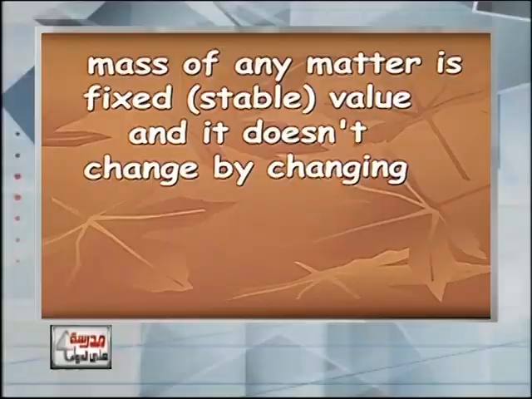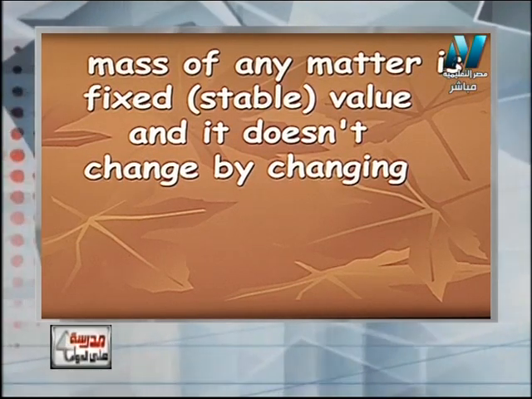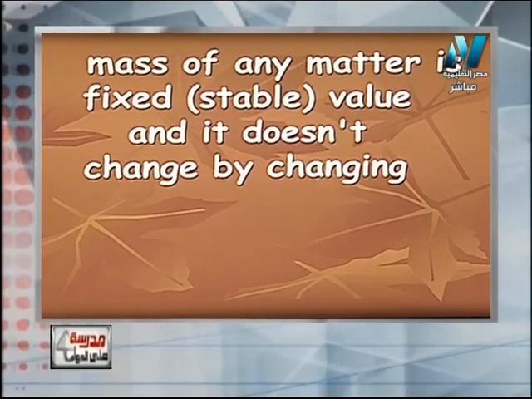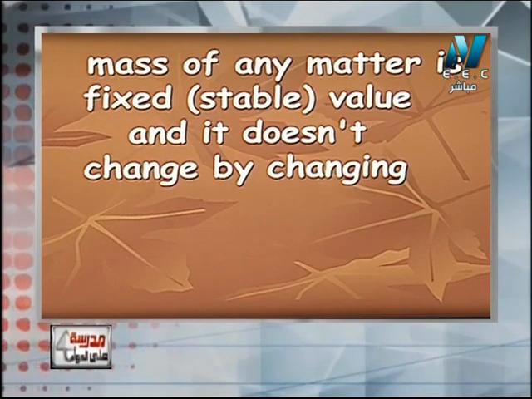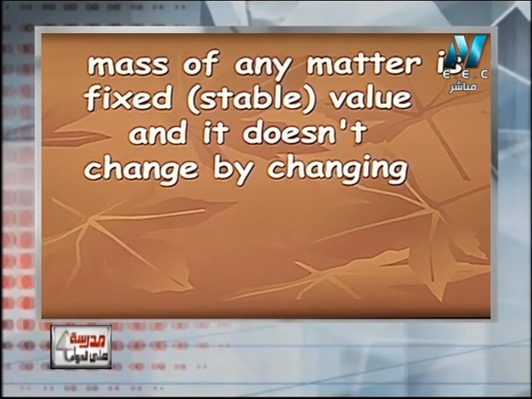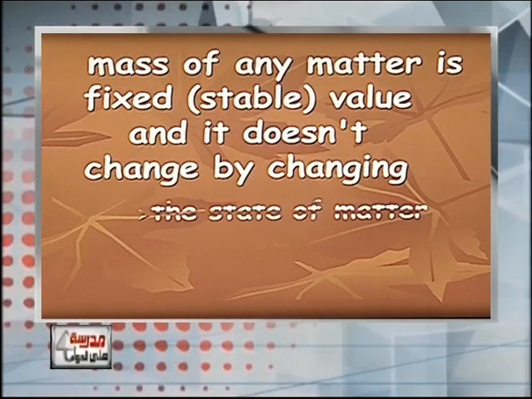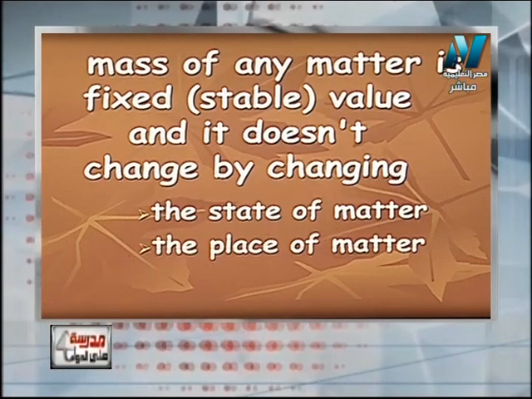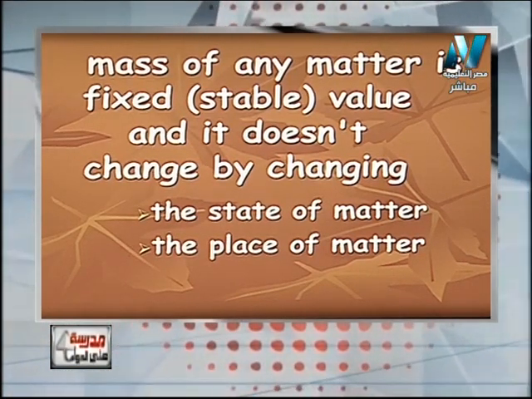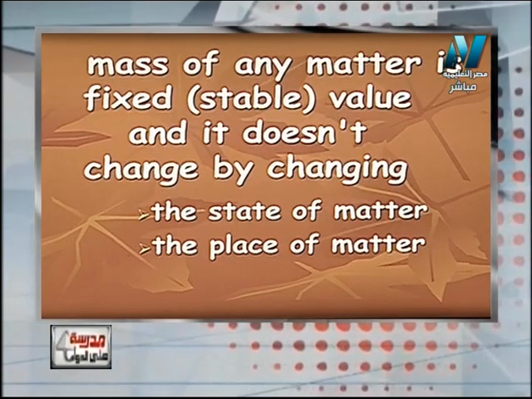Another property of mass is that mass of any matter, I can abbreviate, ممكن ألخص كل اللي قلته قبل كده. Mass of any matter is a fixed or stable value and it doesn't change by changing the state of matter or the place of matter. مهما غيرت حالة المادة، مهما غيرت مكانها، الماس قيمة ثابتة.